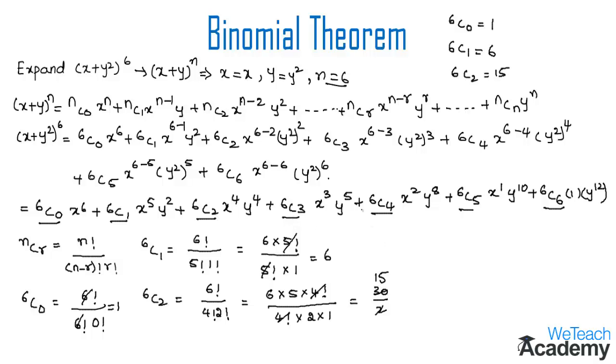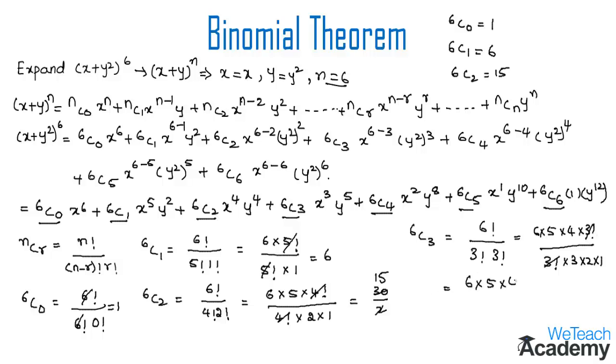And now let us find the value of 6C3. It would be 6 factorial divided by 3 factorial into 3 factorial. This would come as 6 into 5 into 4 into 3 factorial divided by 3 factorial into 3 into 2 into 1. Here we can cancel 3 factorial in the numerator and denominator, and this would come as 6 into 5 into 4 divided by 3 2 times is 6 into 1. So here we can cancel 6 and 6 in the numerator and denominator, and we get the value as 20. So let us write here the value of 6C3 as 20.